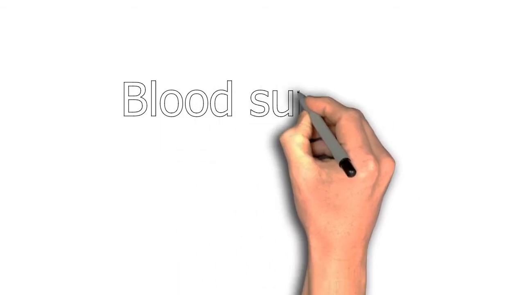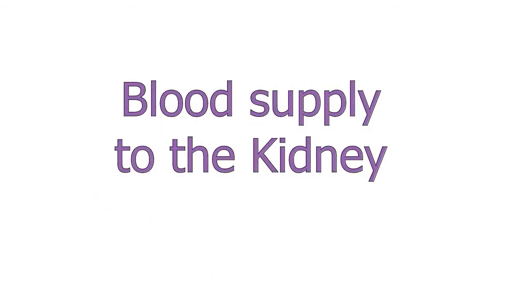Now, the supply of blood to the kidney. Who is responsible for this, and how does it supply? Each kidney is supplied by a branch of the dorsal aorta called the renal artery, which carries the oxygenated blood.